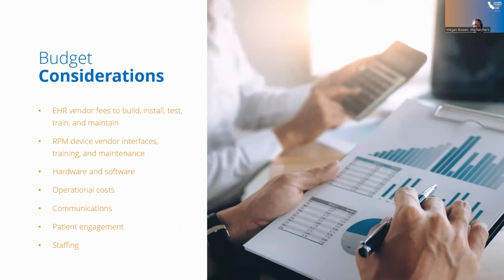So here are budget items to consider for your RPM program. What are the EHR vendor costs for build, installation, testing, training, maintenance, and fees? RPM device vendor interfaces, training and maintenance, hardware and software costs, any operational costs, any communications costs. What about costs for patient engagement? And what about staffing? So make sure that you think about these when you think about your budget.